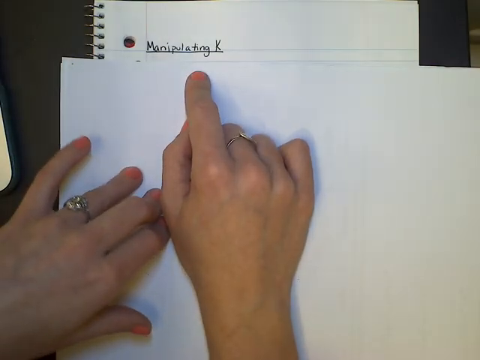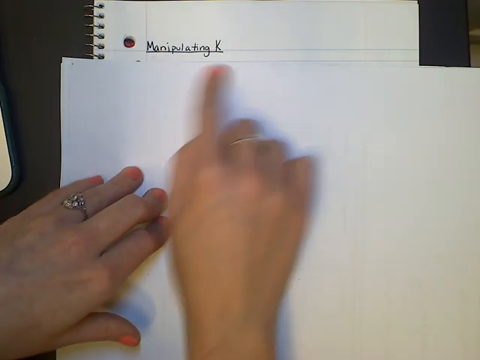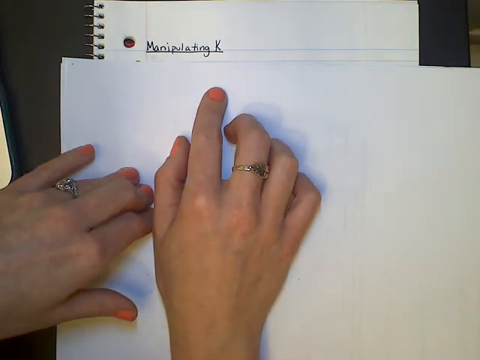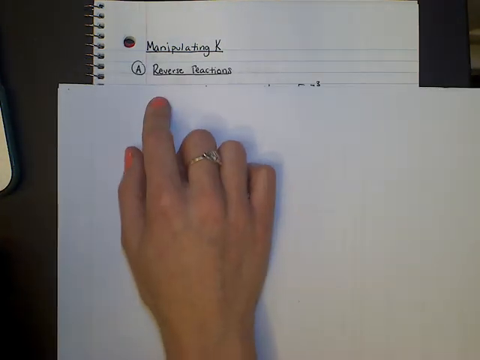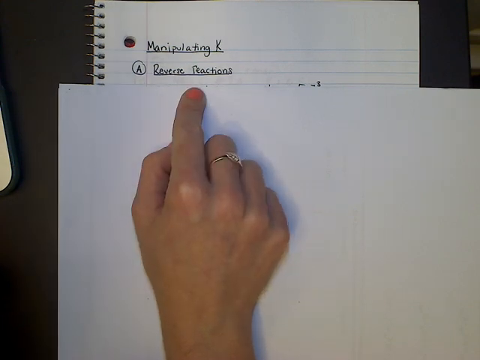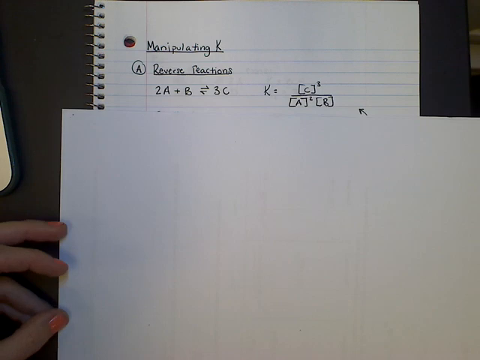So I want to talk to you guys about manipulating the equilibrium constant. We have to manipulate this if we want to combine different reactions in Hess's law. So let's take a look at a few examples of how this is manipulated. First, if you want to reverse your reaction, how is that going to affect your K value? So let's take a look.